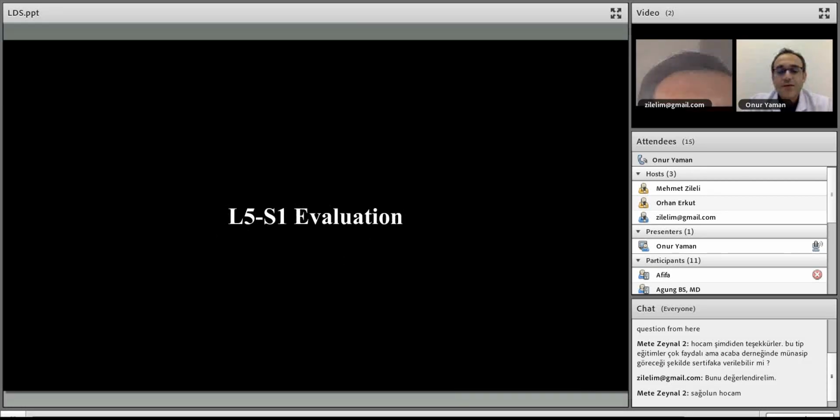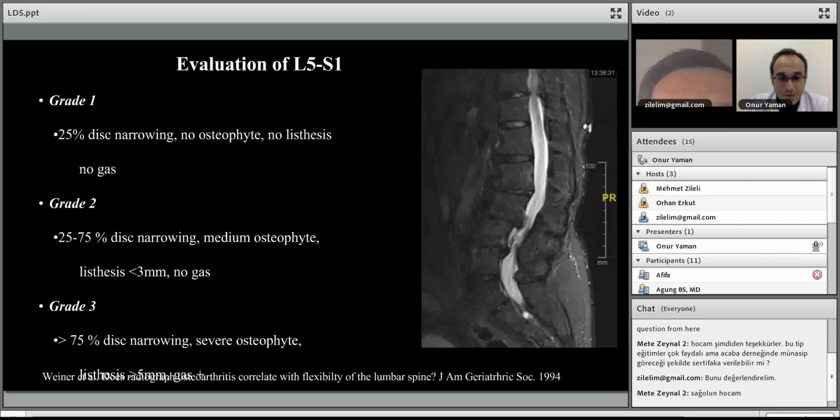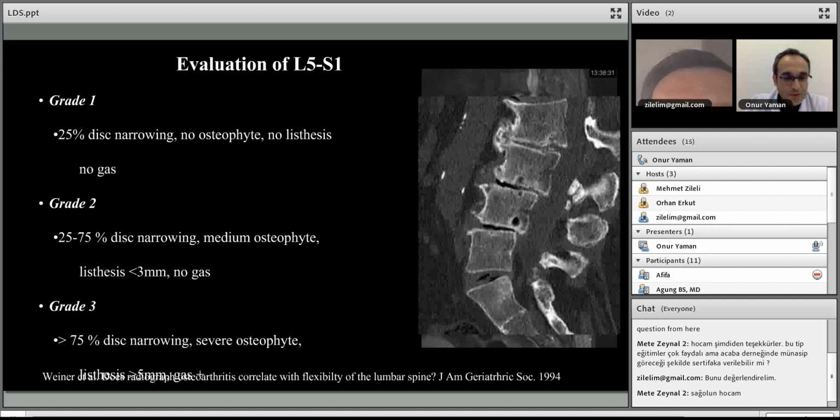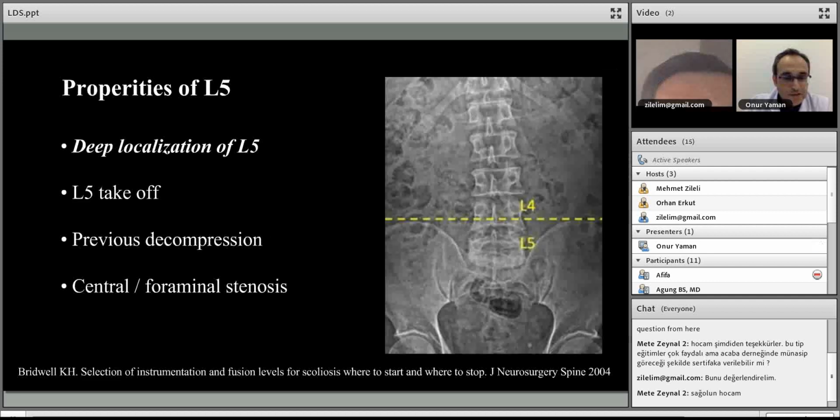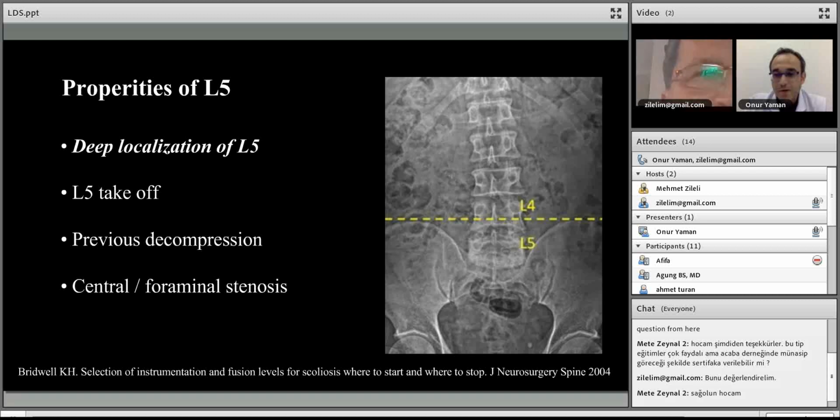One of the other problems is to evaluate the L5 and S1 level. Do we have to fuse those levels or not? There are lots of papers for fusing that level, and there are some papers against fusing that level. We have to know the properties of L5. First of all, the depth localization of L5 is an important criterion.